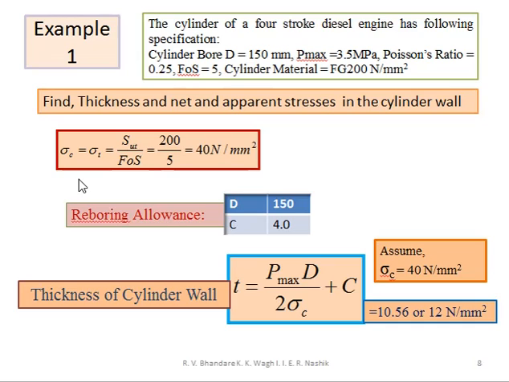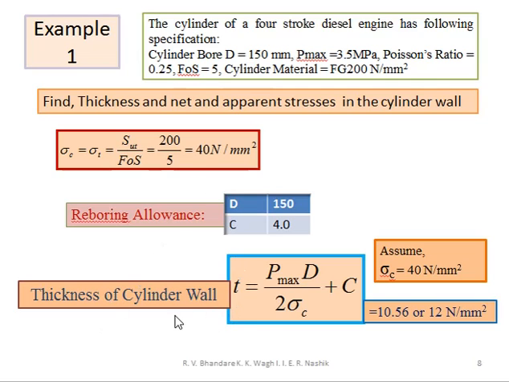Now from this we calculate sigma C. It is basically a tangential stress. So 200 by 5, we get 40 Newton per mm square. This is the sigma C value. Again it is in between 35 to 100 Newton per mm square, which we saw in the previous slide. Next is the reboring allowance. As we know, the cylinder bore is given as 150 mm, so from the table we get the value of C, which is 4.